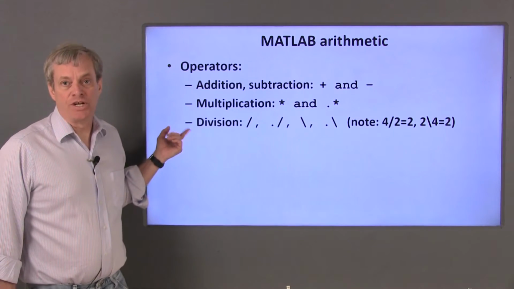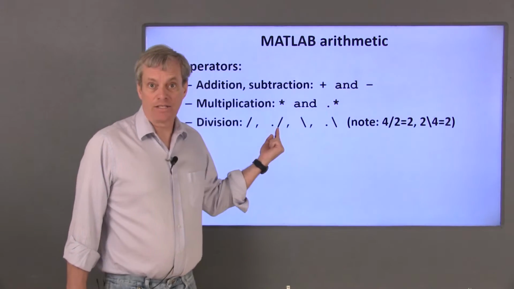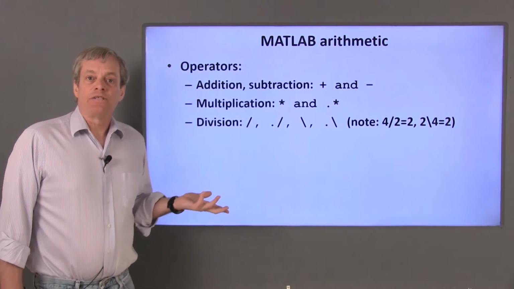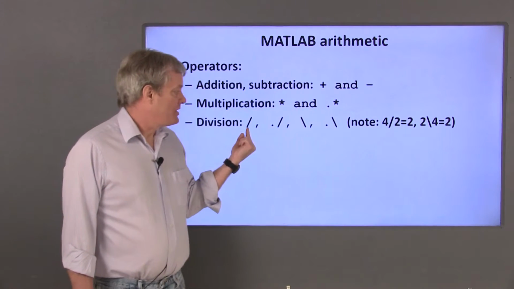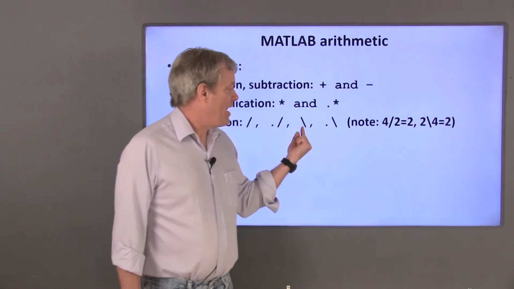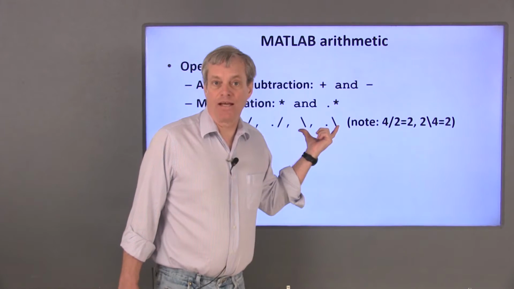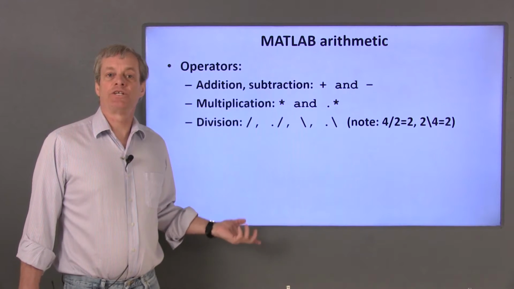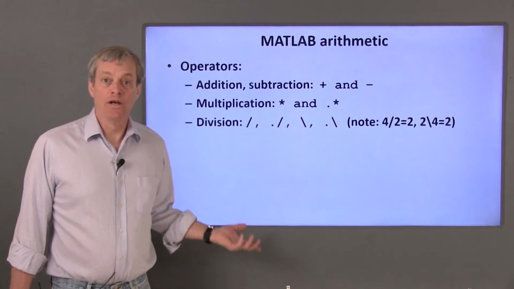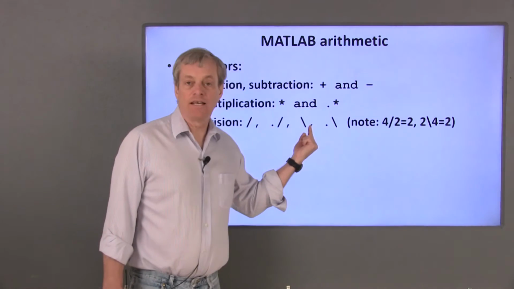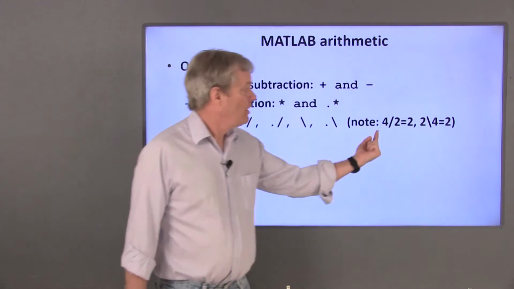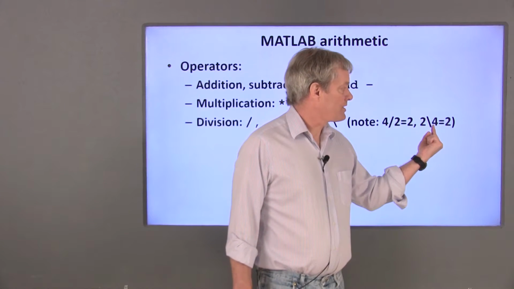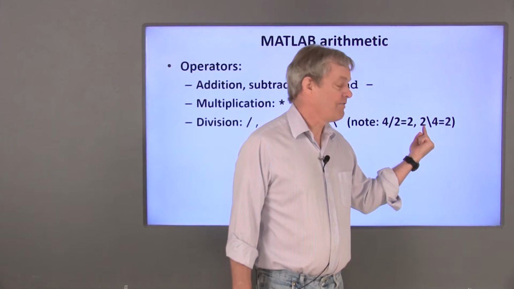MATLAB has 4 division operators: slash, dot slash, backslash, and dot backslash. If the values they operate on are scalars, slash does the same thing as dot slash, and backslash does the same thing as dot backslash. The difference between the forward slash and the backward slash is simply which number is being divided by which. The numerator is always on what I'd think of as the uphill side of the slash. 4 slash 2 is 4 divided by 2, while 2 backslash 4 is also 4 divided by 2.